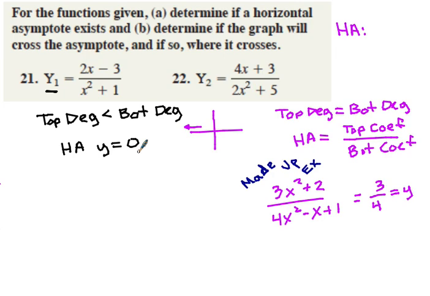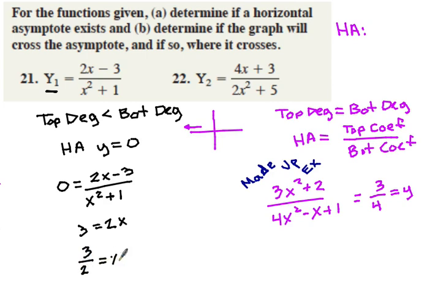How you determine that is, here's my asymptote. I'm going to see, is there actually a value for this? So we're going to take 0, plug it back into the equation. And so we'll see 0 equals the 2x minus 3 over x squared plus 1. If I multiply both sides by this x squared plus 1, it will equal 0 still, because 0 times anything is 0. And so then we can just add 3 to both sides. And then we'll see that 3 halves equals x. So yes, we will cross this asymptote at 3 halves.